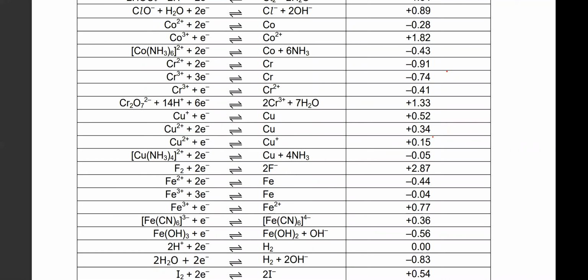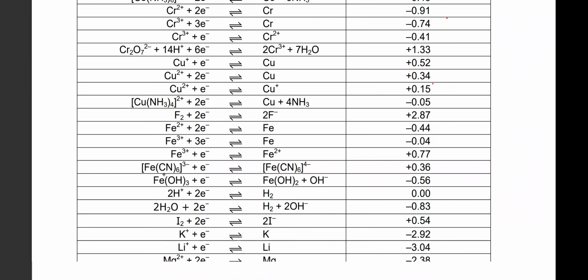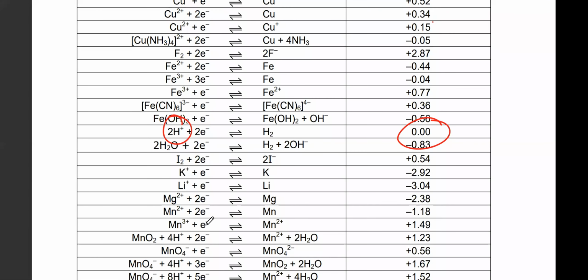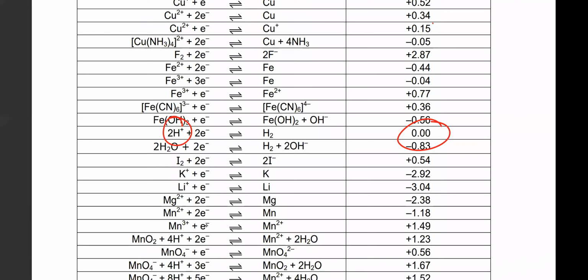So remember, I have H plus 1 trying to gain electrons, and I've got H2O trying to gain electrons. So find out H plus 1. There's H plus 1 gaining electrons, that's zero potential, right? And find out water gaining electrons. Right next to it, there's water gaining electrons, and that's negative 0.83 volts. So who's going to gain electrons? The one that has a higher potential, which is the first one, which is H plus 1 ions. They're the ones that are going to gain electrons.